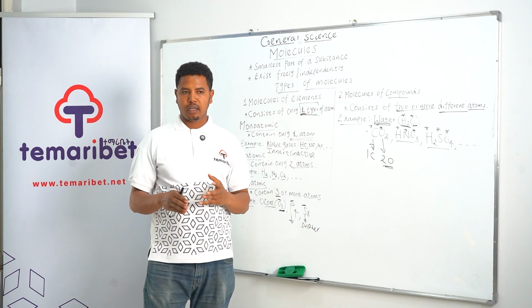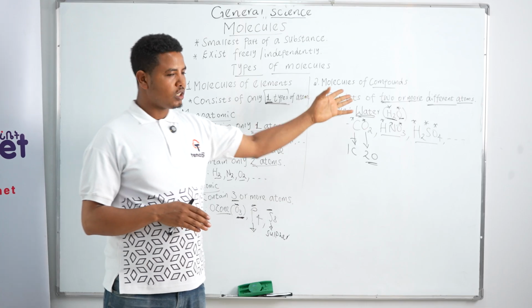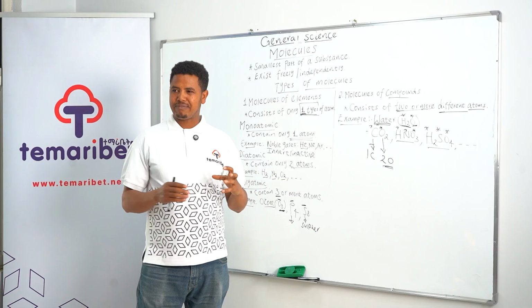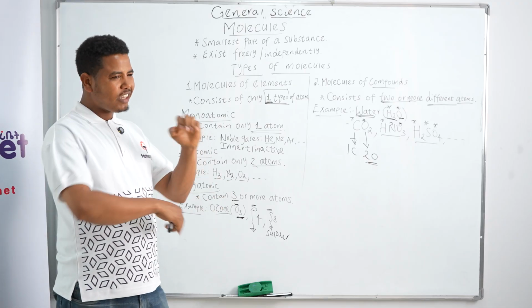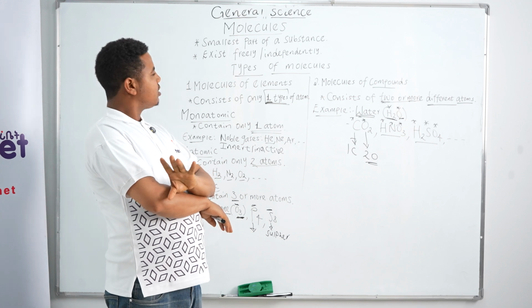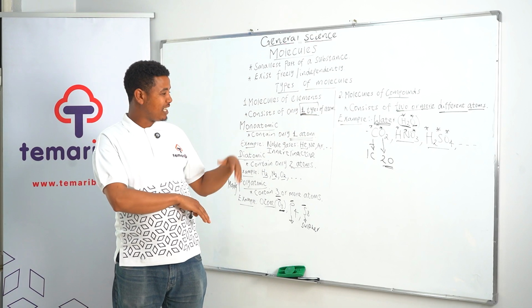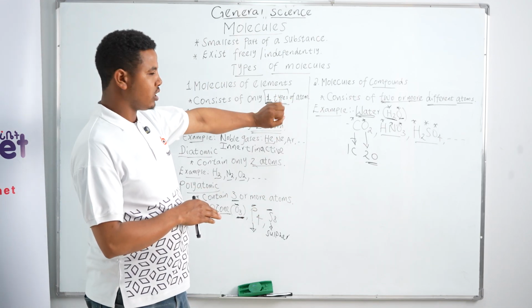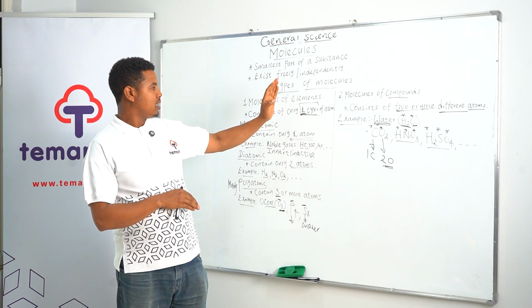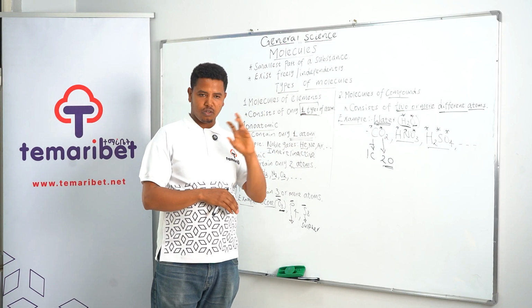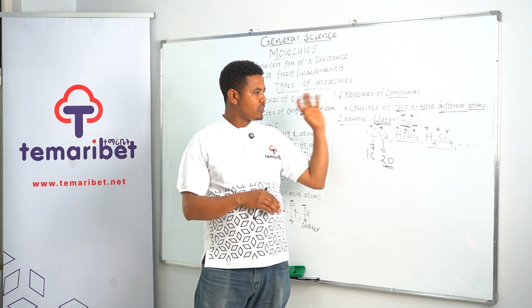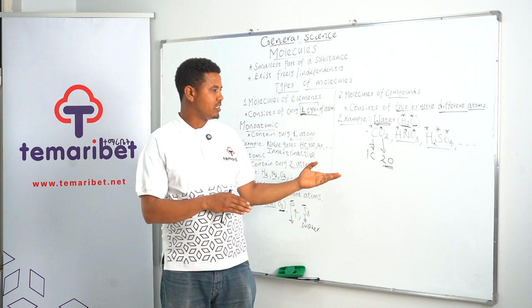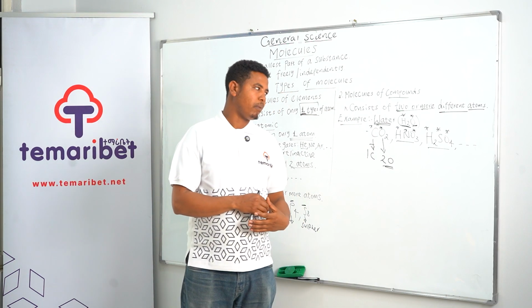When you try to identify whether it is a molecule of element or a molecule of compound, you have to look at the type of atom found inside the molecule. If it contains only 1 type, that is definitely a molecule of element. It might be monatomic, it might be diatomic, or it might be polyatomic. But if it contains at least 2 or more different atoms or symbols, that is basically a molecule of compound.